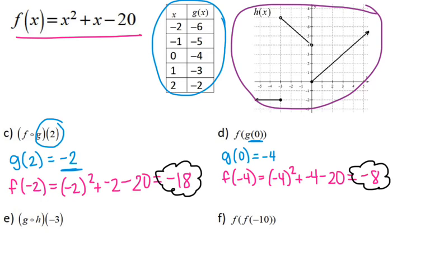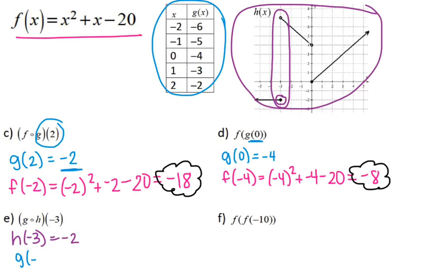Letter E, we're doing the same thing. I'm going to start with h of negative 3. So h is your graph. So on my graph, I'm going to go over to negative 3. Now negative 3, once again, has two options. Okay, you always go with the one that's the closed circle. So the one that I'm picking is down here at negative 2. So h of negative 3 is negative 2. And then that becomes the input for the next function.